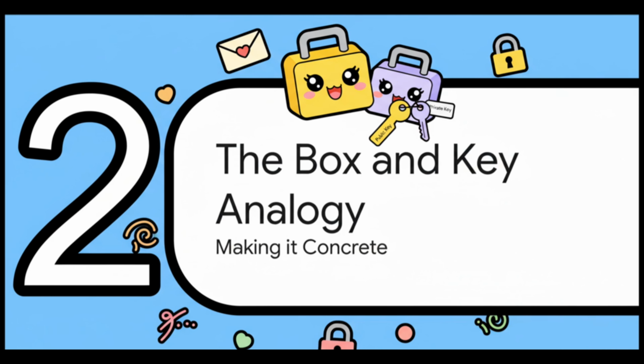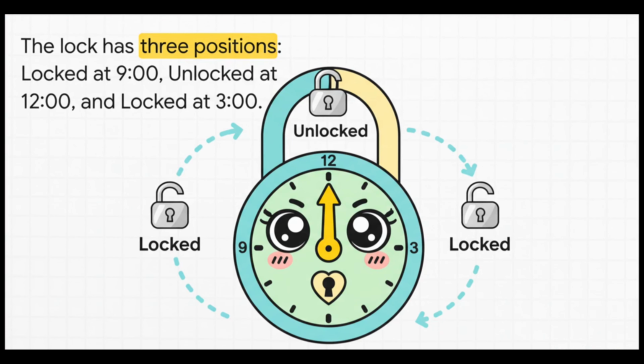Okay, to really get a handle on this, let's just forget about all the code and computers for a minute. Let's imagine we have a special kind of box with a very, very unique lock. I promise this little story is going to make everything click into place. So picture this lock. It starts at the 12 o'clock position, straight up and down. That's unlocked. Now, you can turn it in two different directions to lock it. You can go left to the 9 o'clock position, or you can go right to the 3 o'clock position.